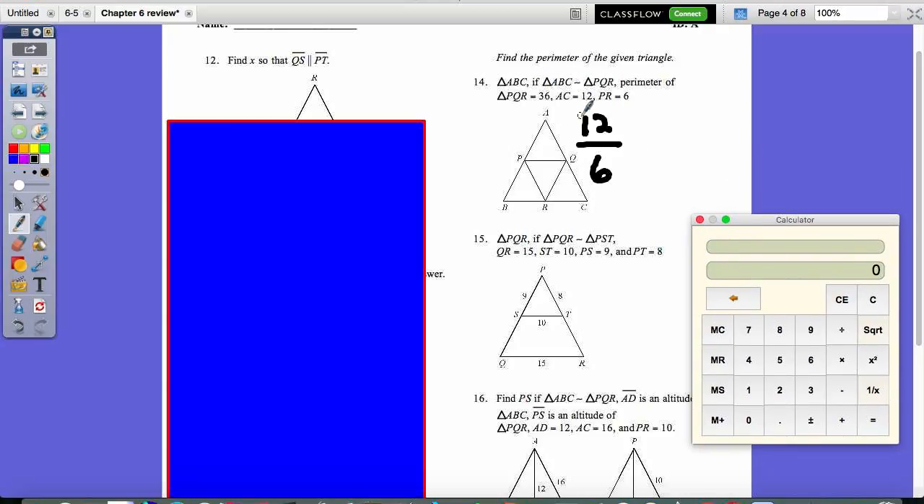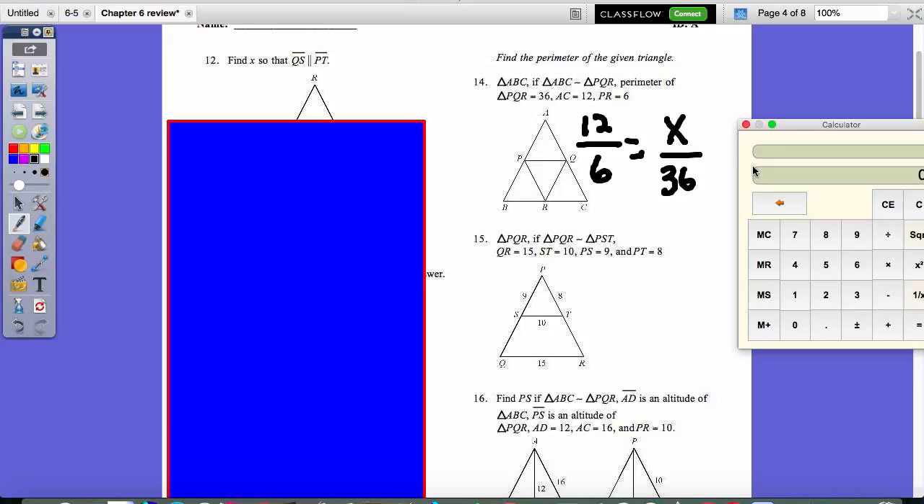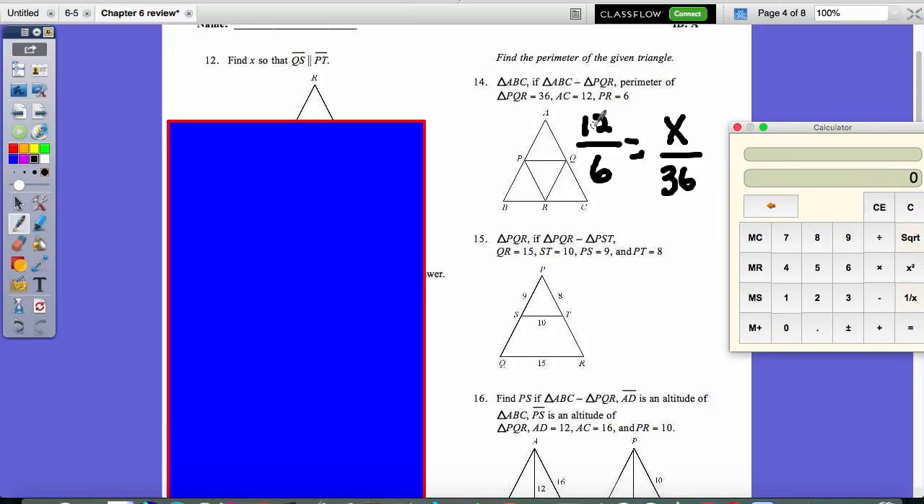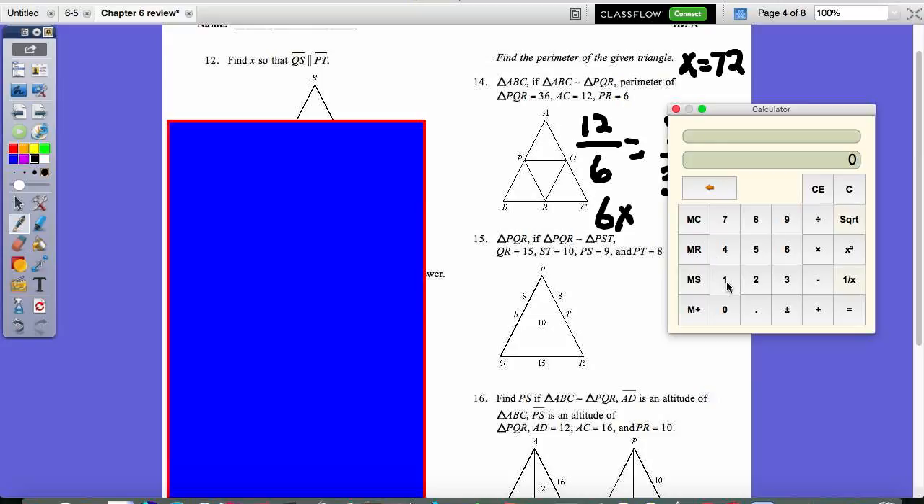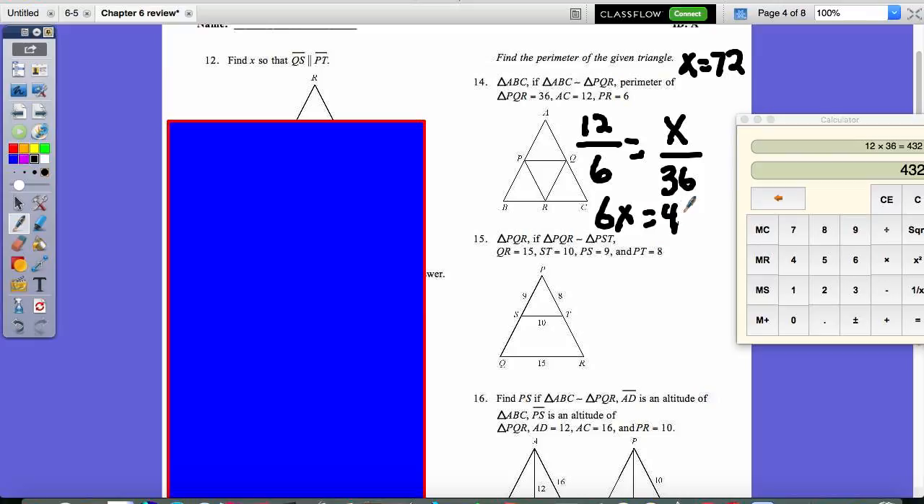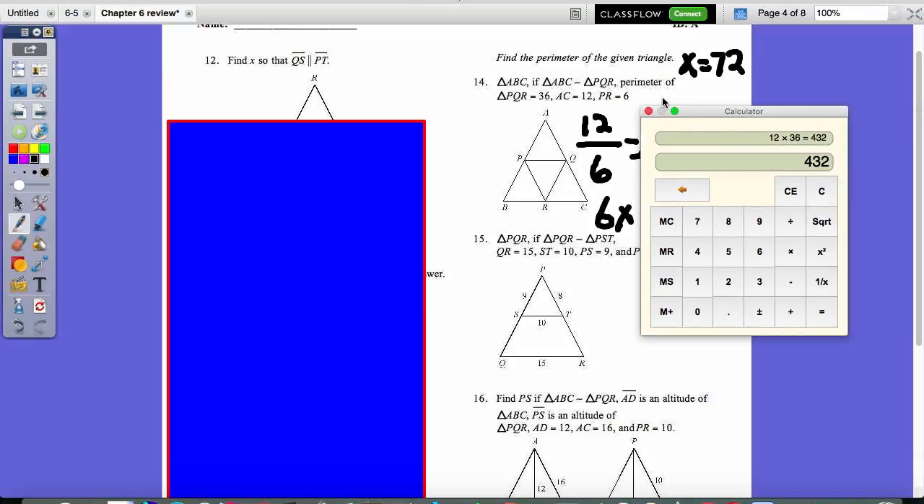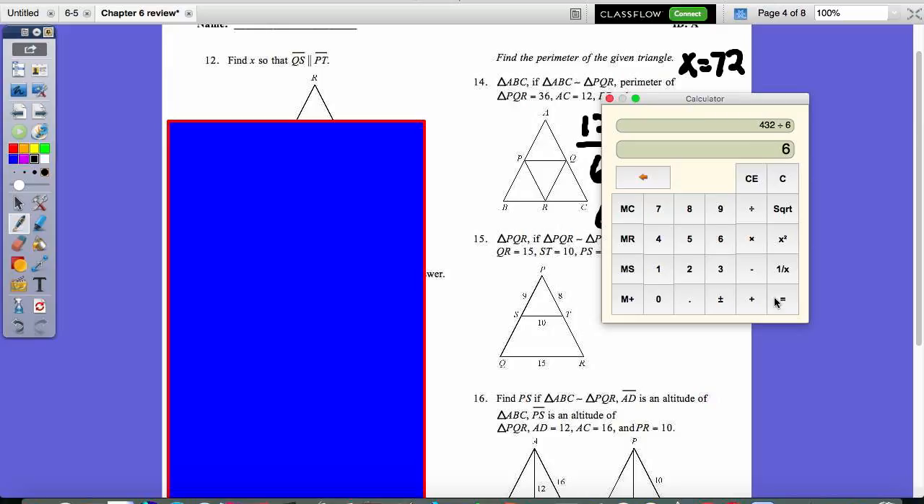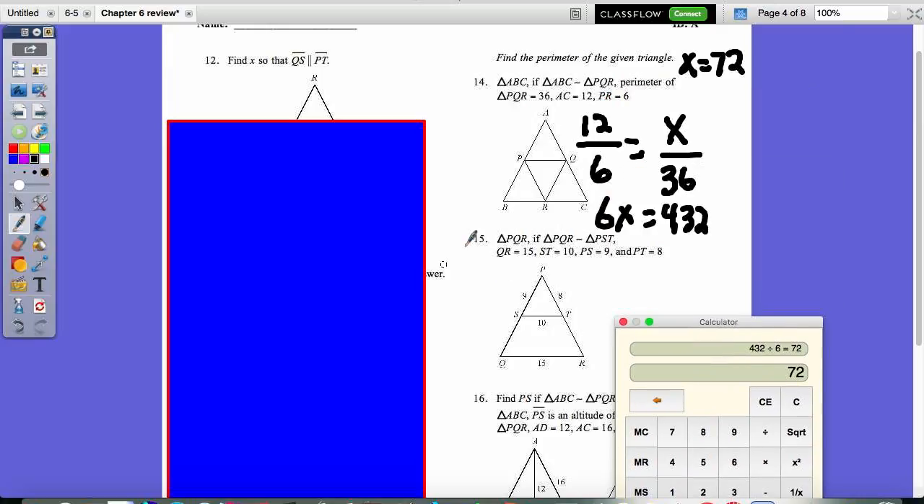So ABC is what I have on the top. I want to find the perimeter of that, and the perimeter here is 36. So I could just realize that 12 is twice 6, so x is going to be 72. That's using number sense. I could actually multiply. And sometimes using number sense is faster, and that's okay. But we want to make sure that we have that fallback, that we understand how to do it algebraically.